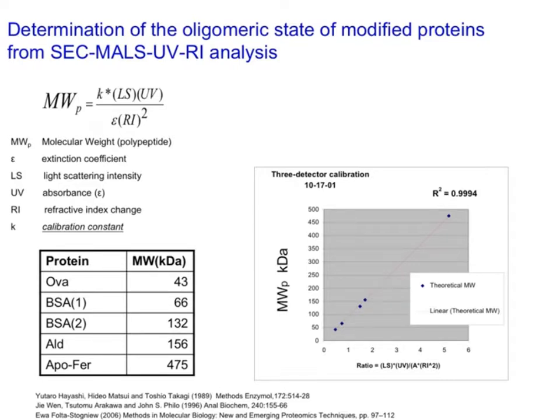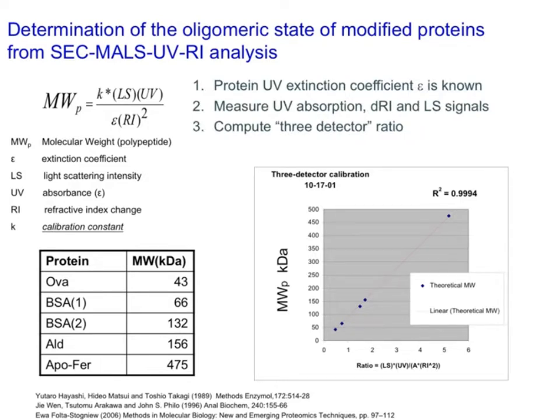Thus, even though simple proteins are used to calibrate the three-detector system, such calibration allows determination of the oligomeric state of polypeptides that are glycosylated, pegylated, or associated with lipids and detergents. Hence, the responses are recorded in the three detectors. The three-detector ratio is computed, and this value is later used to determine the molecular weight of the polypeptide portion directly from the calibration curve.